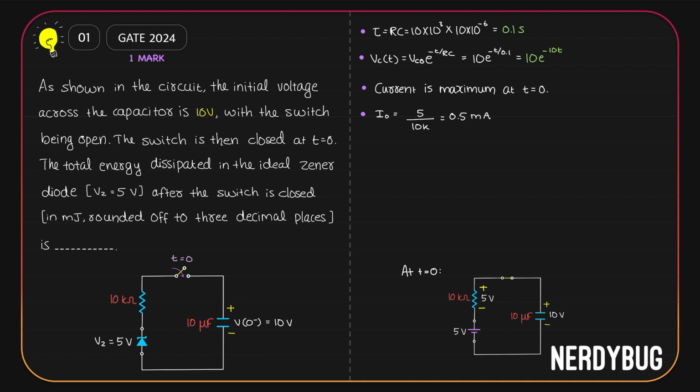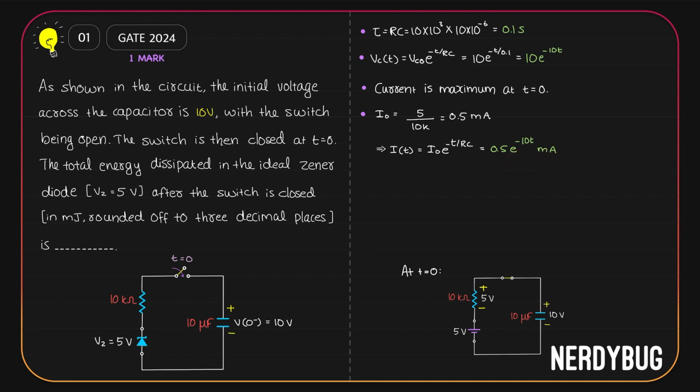So if we write an expression for the current as a function of time, it is maximum current e to the power minus t by RC. Maximum current is 0.5 milliampere. 1 by RC is 10. So we get the current, it is 0.5 e to the power minus 10t milliampere.